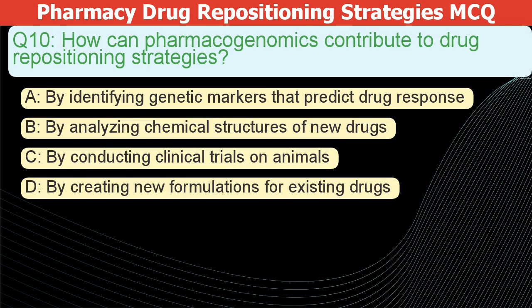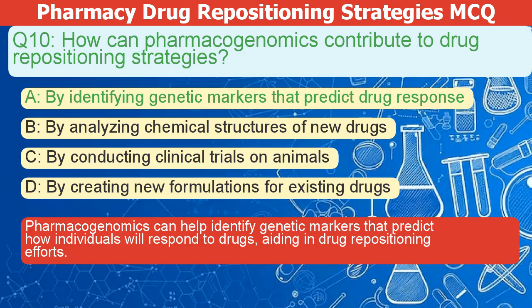How can pharmacogenomics contribute to drug repositioning strategies? A. By identifying genetic markers that predict drug response. B. By analyzing chemical structures of new drugs. C. By conducting clinical trials on animals. D. By creating new formulations for existing drugs. The correct answer is A. Pharmacogenomics can help identify genetic markers that predict how individuals will respond to drugs, aiding in drug repositioning efforts.